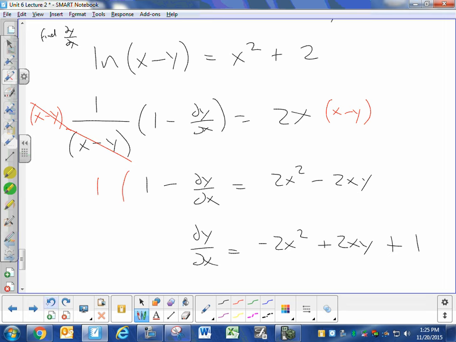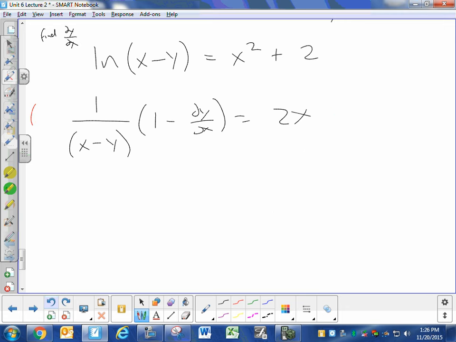Would it still be right if you left it as 2x times x minus y minus 1? Yep. Right. And it would still be right if instead of doing this, you did what you did in the last problem, which was to distribute. You could distribute this and then solve for dy/dx, and you just have a crazy looking fraction. It'd still be right though.